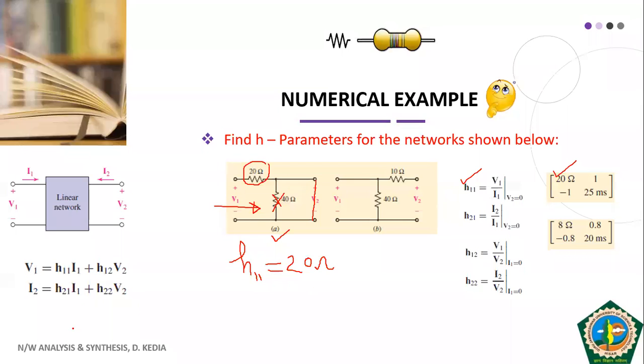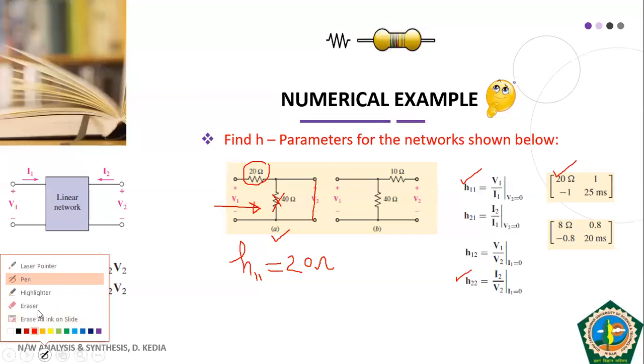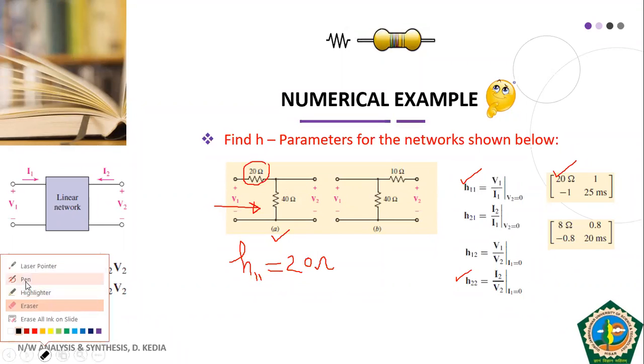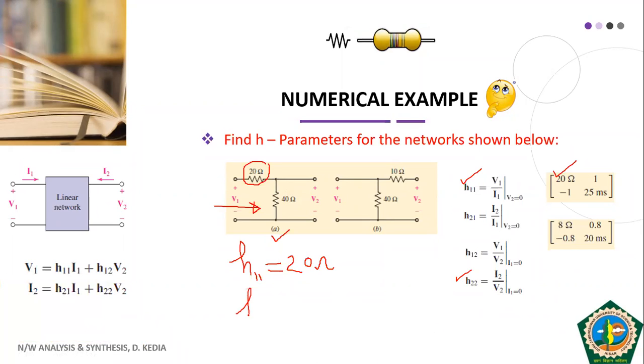Now let us find out H22. H22, as I told you, is your output admittance. Output admittance is nothing but the inverse of output impedance or output equivalent resistance, that is 1 by R22. So R22 will be the equivalent resistance looked into from the output port. For this, I1 is 0.